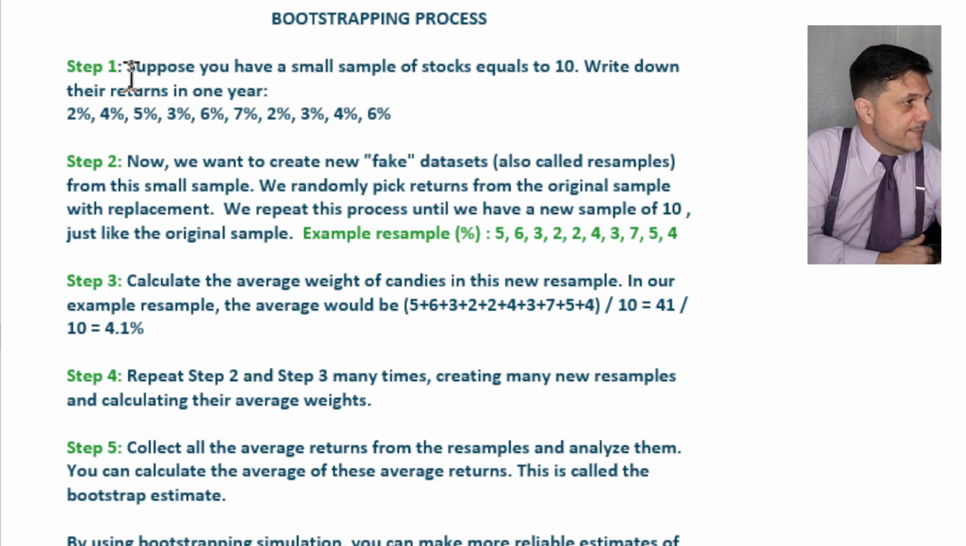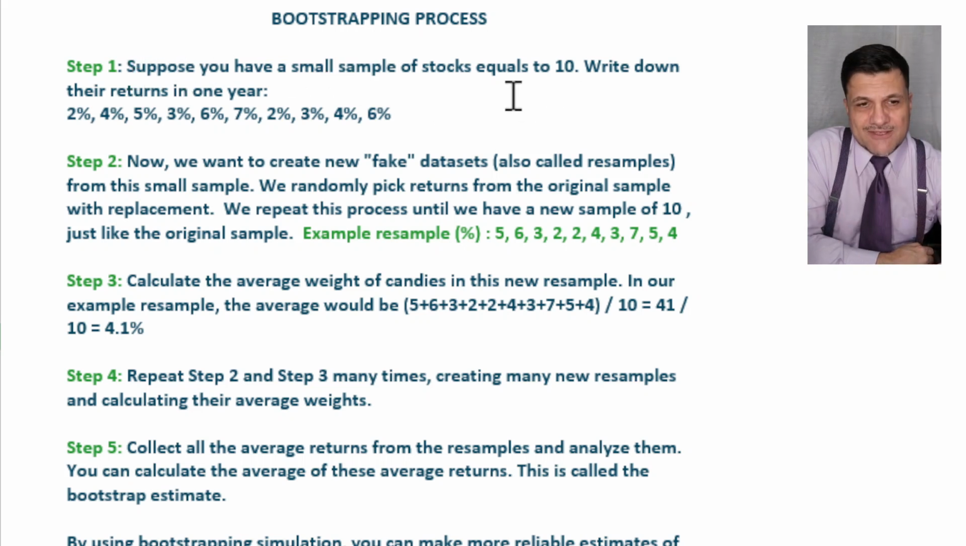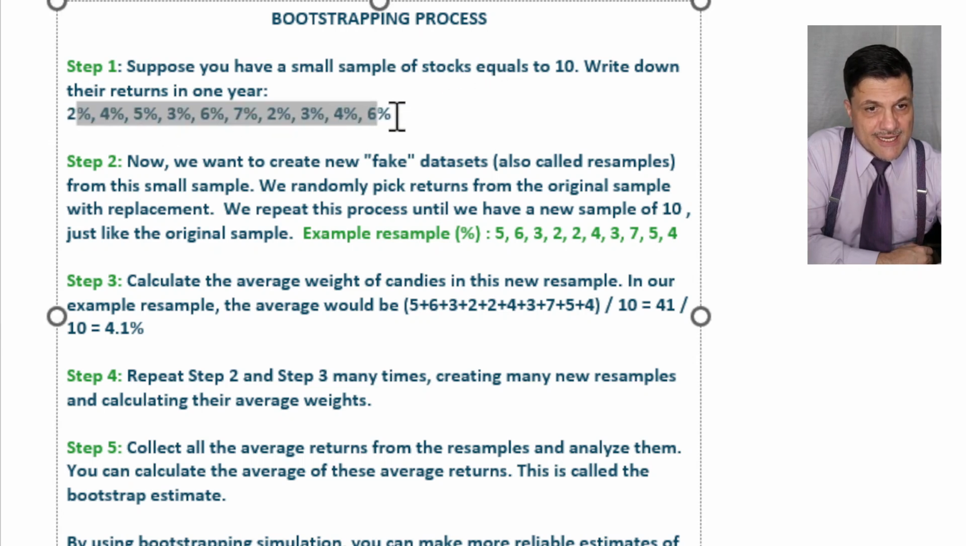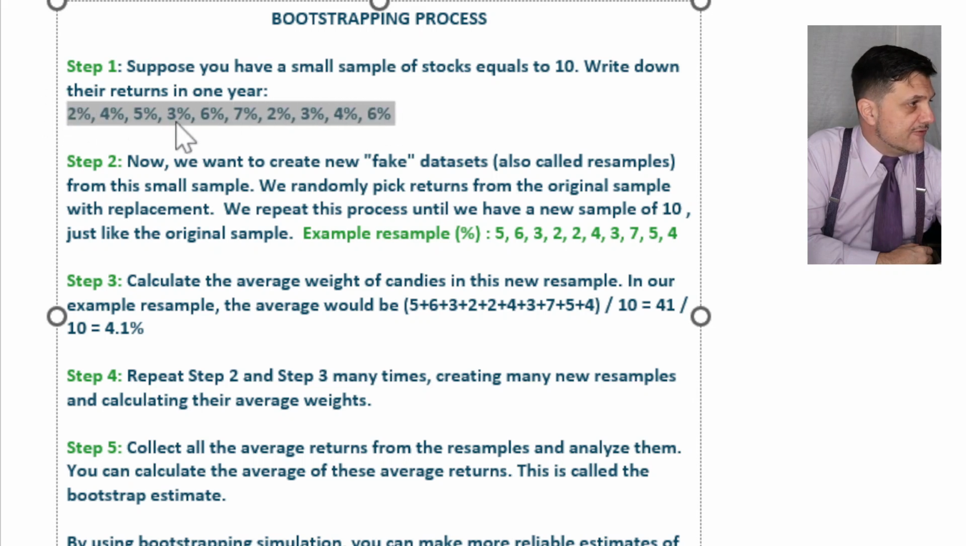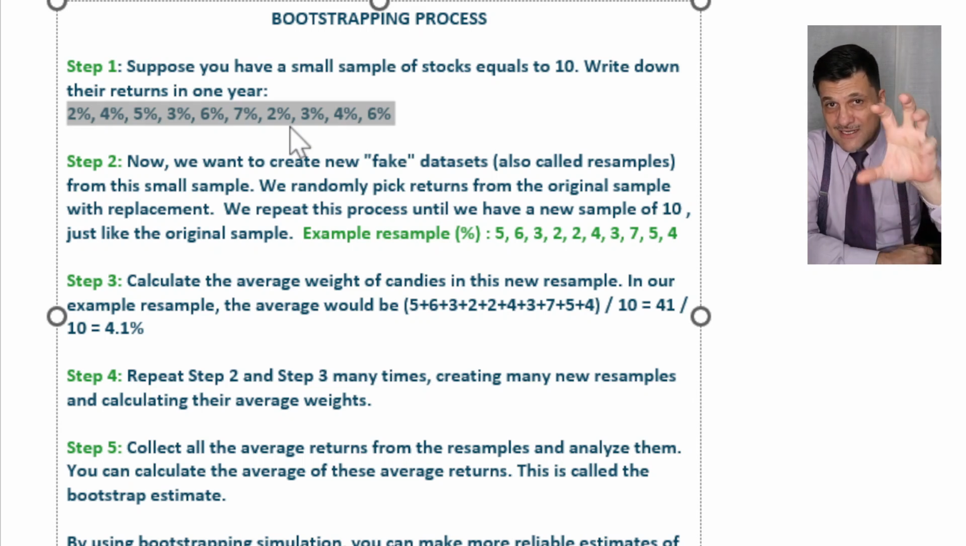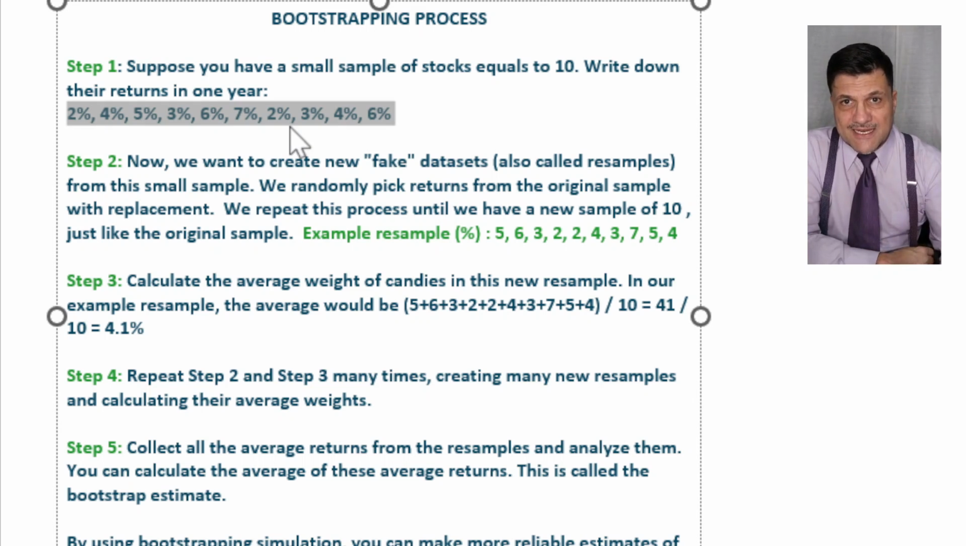Right, step one. Suppose you have a small sample of 10 stocks. Now I take the return of each one. So 2%, 4, 5, 3, 6, not in order. That's my sample. Great, it's a small sample, but I need to do the best I can with that.